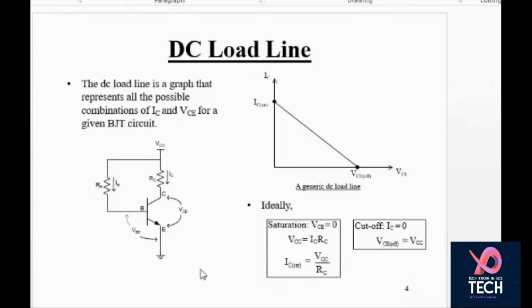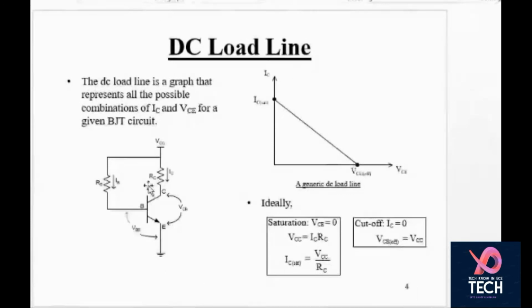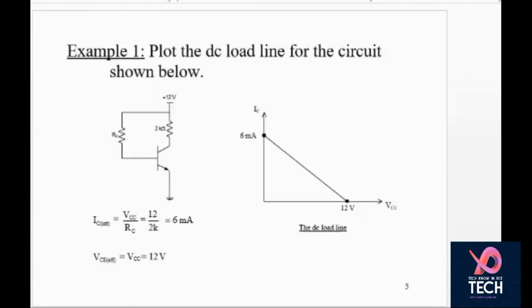Here you can see that these two lines will be connected, and this is called the load line. Now I will be discussing how you can plot the load line. If a circuit is given to you like this, with 12 volts and a 2 kilo ohm load resistance, then you are supposed to calculate the load line.